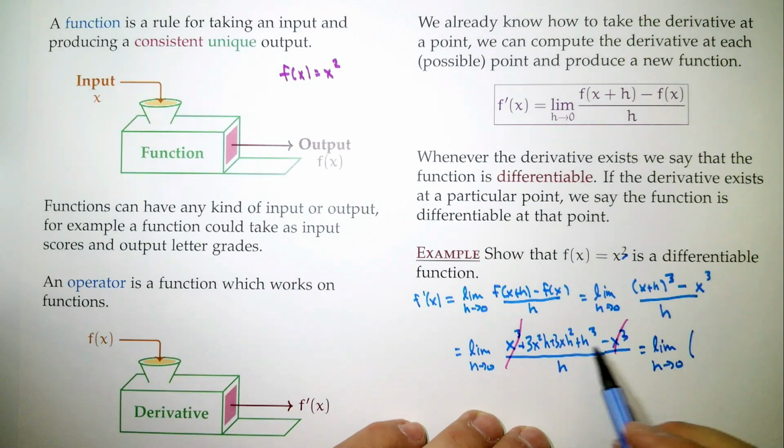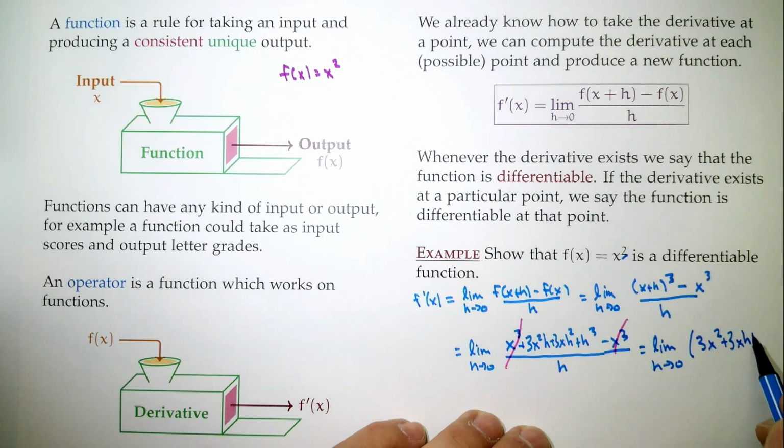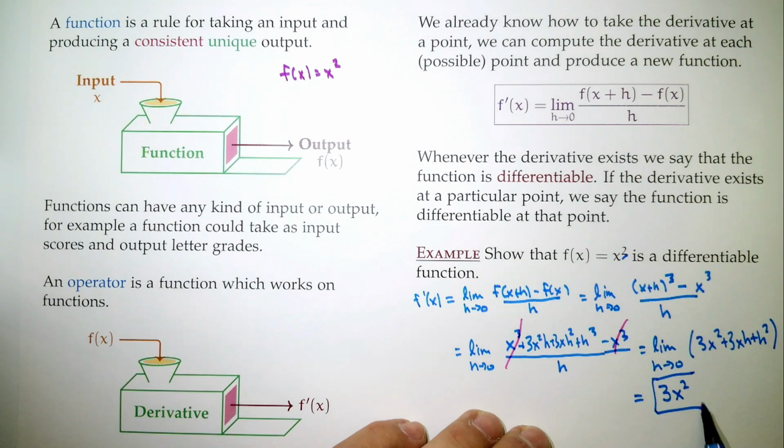You can divide h into each term. 3x squared plus 3xh plus h squared. As h goes to 0, what do you end up with? 3x squared. All right, so the question is, was this differentiable? And the answer is yes, it's differentiable because the derivative exists. We actually get an answer out. If the limit did not exist, the function would be not differentiable.